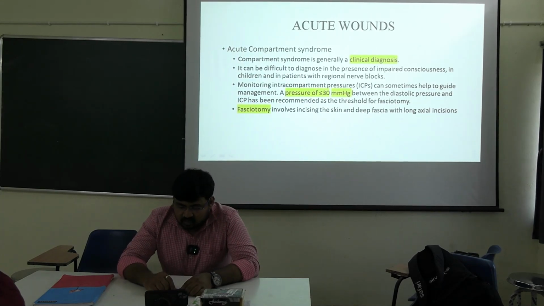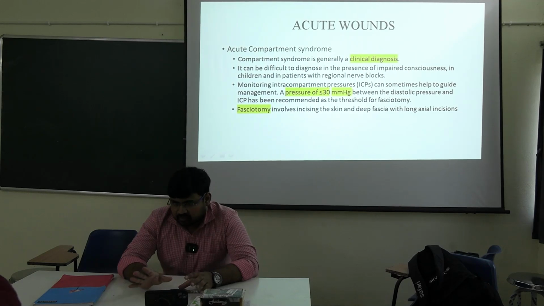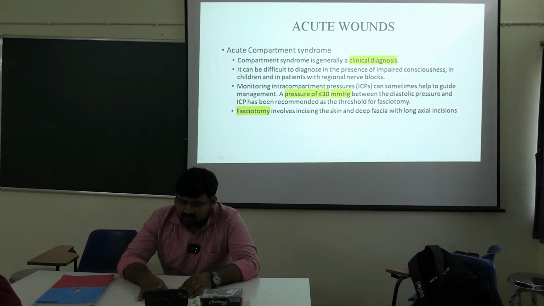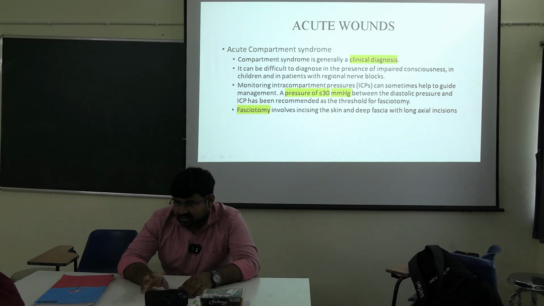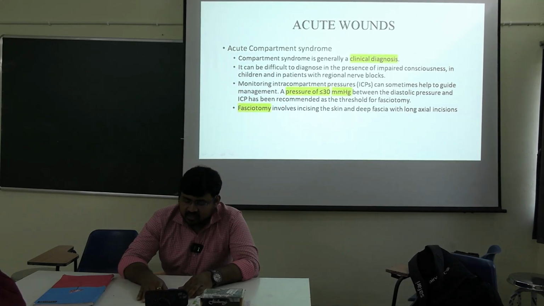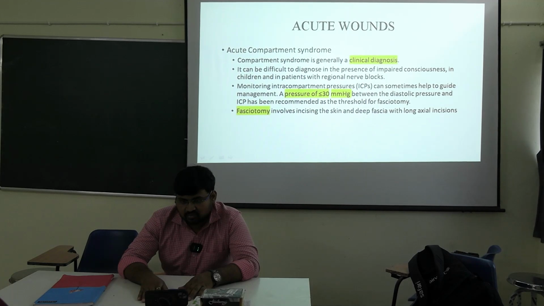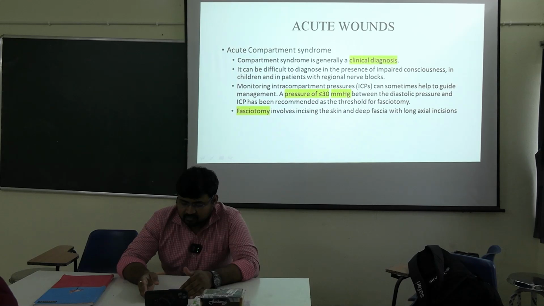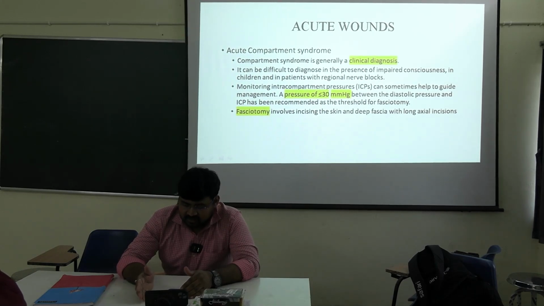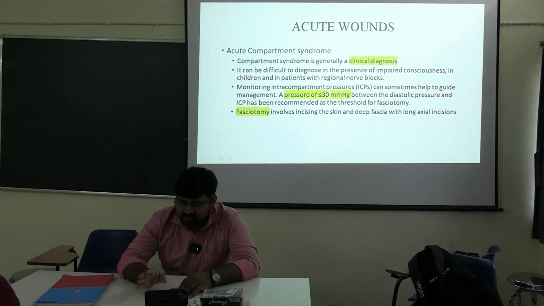Now coming to acute compartment syndrome diagnosis. Compartment syndrome is generally a clinical diagnosis. It can be difficult to diagnose in the presence of impaired consciousness, in children, and in patients with regional nerve blocks. Monitoring intracompartmental pressures, ICPs, can sometimes help guide management. A pressure difference of less than or equal to 30 mm of mercury between the diastolic pressure and ICP has been recommended as the threshold for fasciotomy.